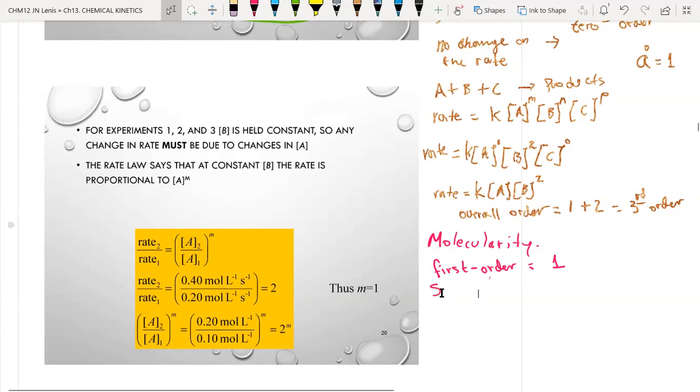For the second order, the molecularity for second order reactions is 2. So 2 meanings. When they say second order, it means every time you double the concentration of B, the speed will quadruple. That's second order. And the second meaning of second order is that the molecularity is 2.